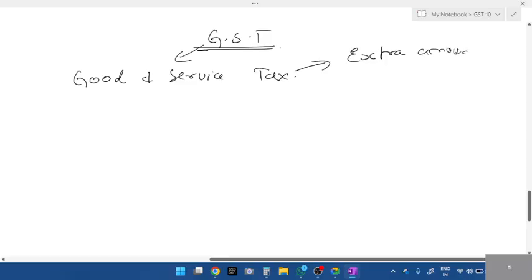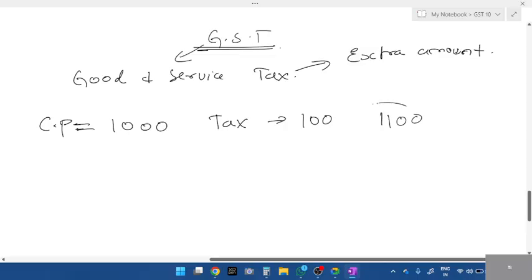So if you want to pay an extra amount, do you add or subtract, students? Add. Cost price is 1000. If tax is rupees 100, how much do you have to pay? 1000 plus 100 is 1100, but they won't give you the direct value like this. They'll give you a percentage.